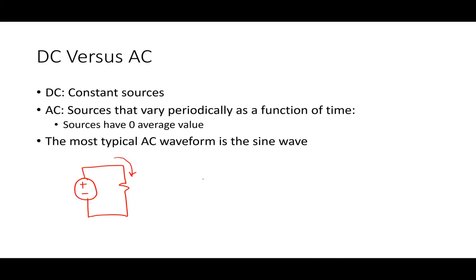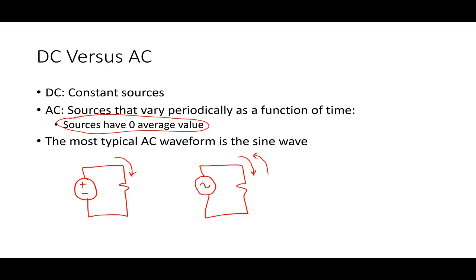If I have an AC source, sometimes I will designate it like so. What that means is sometimes electrons are moving this way, sometimes they're moving that way. They're alternating back and forth, okay? The most typical type of AC waveform is the sine wave, which we're going to talk about in a second, but this thing here is important. Sources have 0 average value in AC systems.